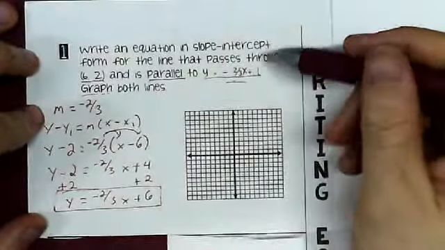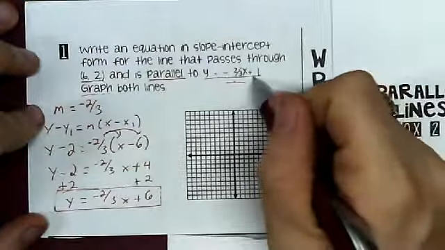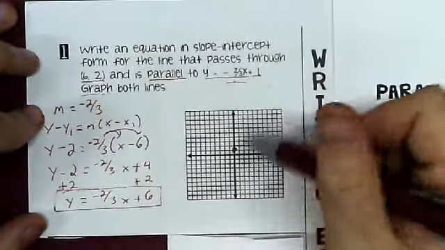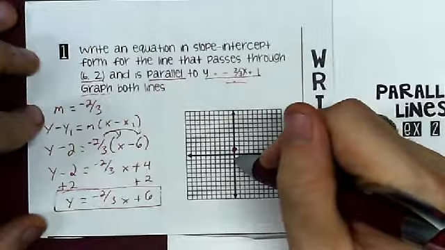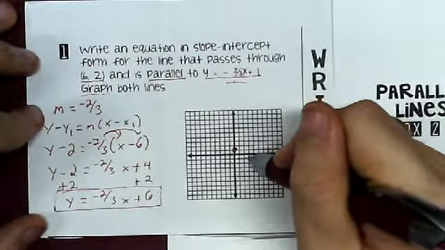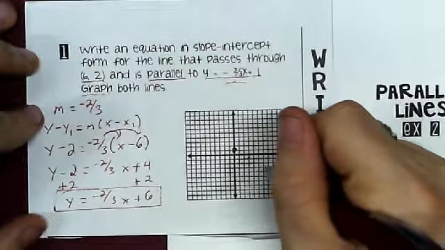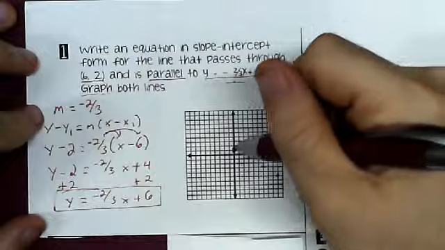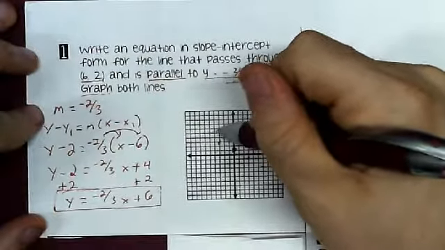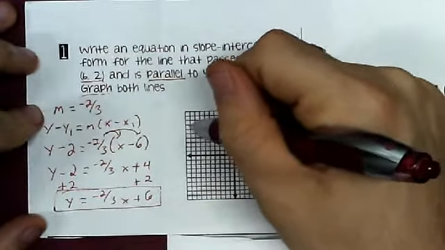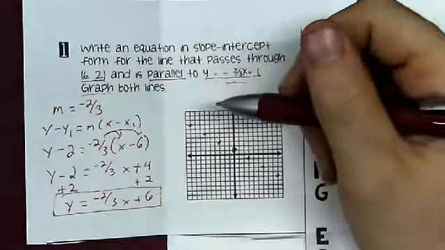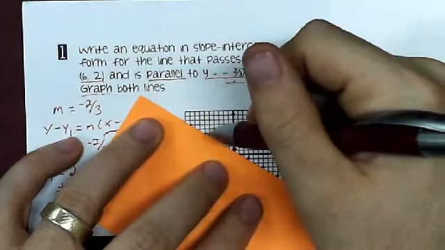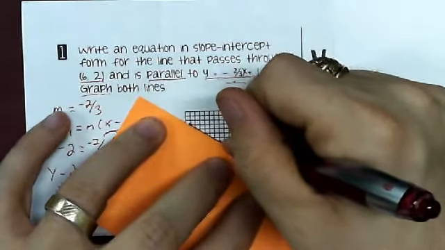We'll now need to graph these. So I'm going to graph this one first. I need to start at 1. And then with a slope of negative 2/3, that means I'm going to go down 2 and over 3. I'm going to go ahead and go the other direction, up 2 and left 3. Get a straight edge and graph my first line.